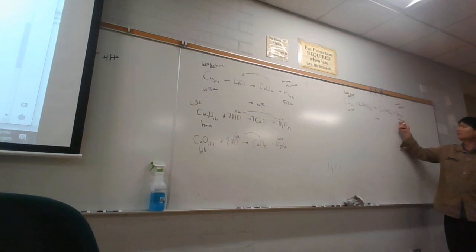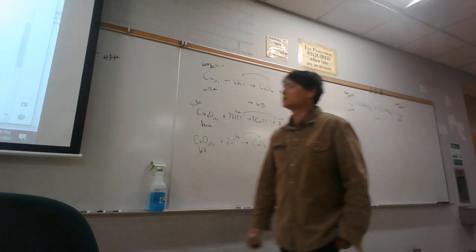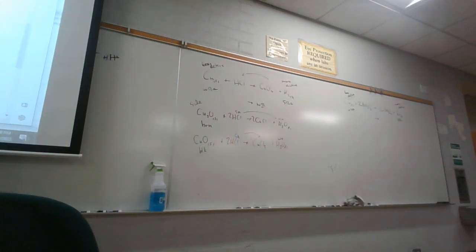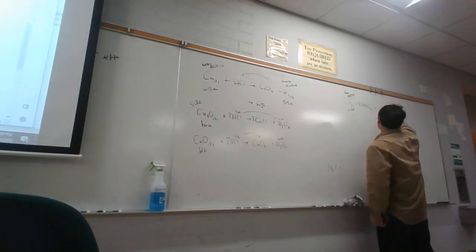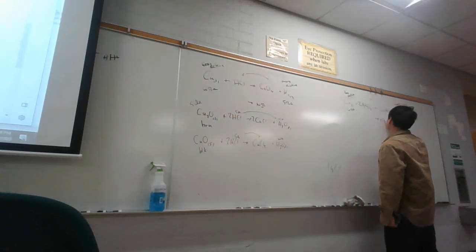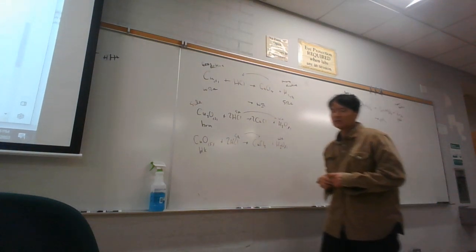So zinc is a much stronger reducing agent than copper. You can see it here. Zinc is actually quite good. Aluminum is easy to oxidize. Zinc too. Iron. So here's zinc, and then copper is up here. So zinc is much more active. And so we expect no reaction here. The driving force is actually in the reverse direction. So we should expect no reaction in the forward.